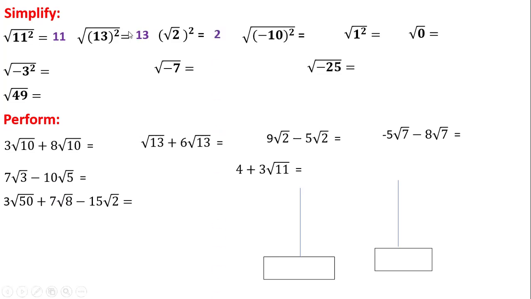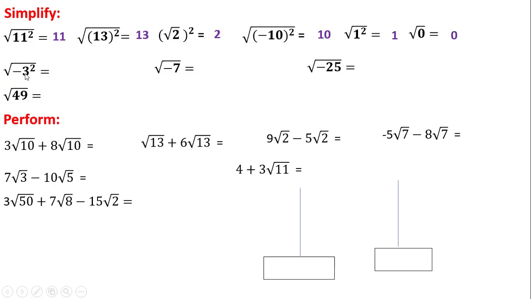Radical negative 10 squared, this is a positive square root. Why? Since the minus here also has an even exponent, it becomes positive. So the square cancels the radical, the answer is 10. We have an important rule which says radical 1 squared, the square cancels the radical, the answer is 1. Radical 0 is always 0.